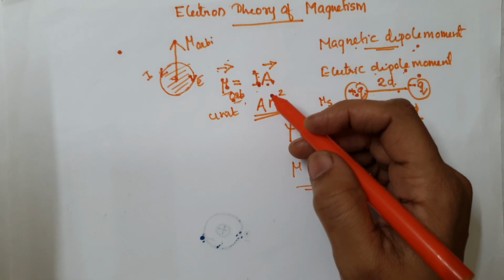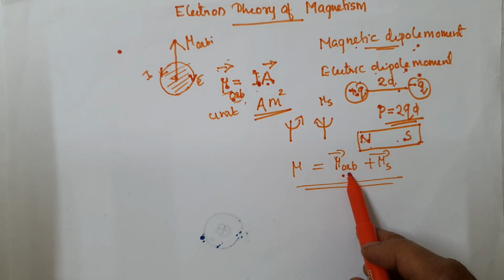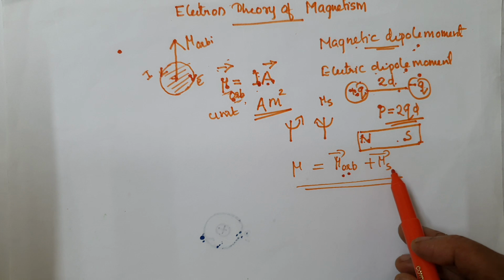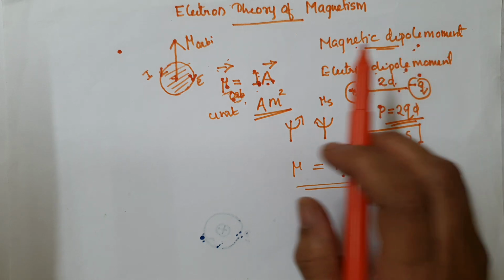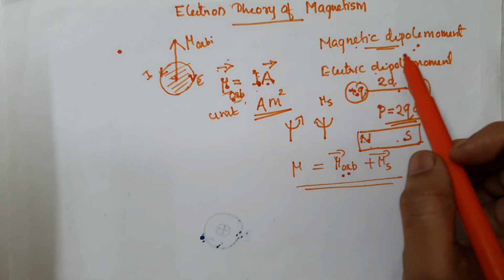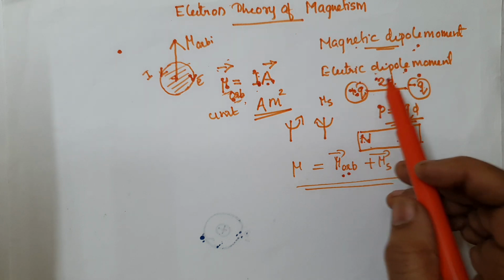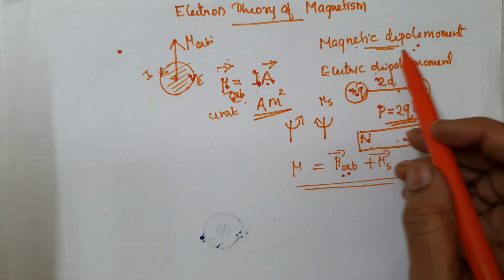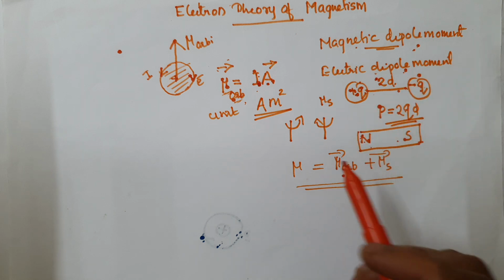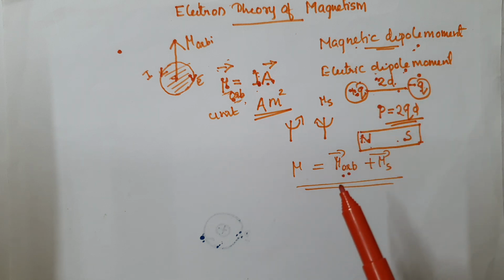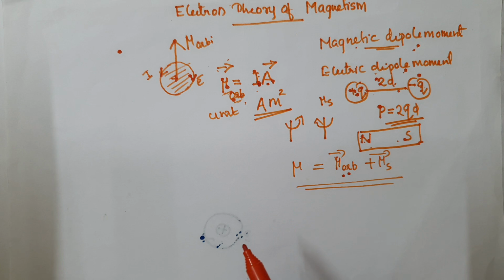So the total magnetic moment of an atom is the vector sum of the magnetic moment due to the orbital motion and the magnetic moment due to the spin motion. This is the electron theory of magnetism. A magnetic dipole moment can be considered just like an electric dipole moment: just as an electric dipole produces an electric field, a magnetic dipole moment creates a magnetic field.